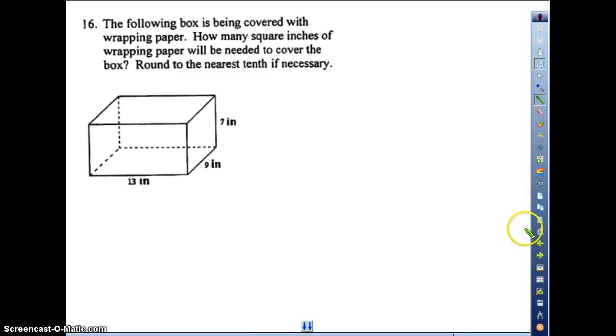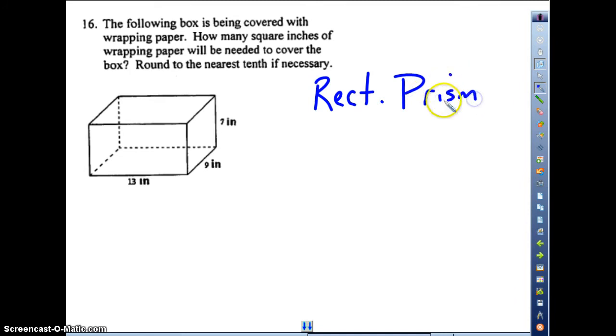The following box is being covered with wrapping paper. How many square inches of wrapping paper will be needed to cover the box, round to the nearest tenth if necessary? Name the shape. Yep, it's a prism. And on your formula chart, that's all it says is prism. Are we calculating total surface area or lateral? How many square inches of wrapping paper will be needed to cover the box? Total. Yep, it's total.